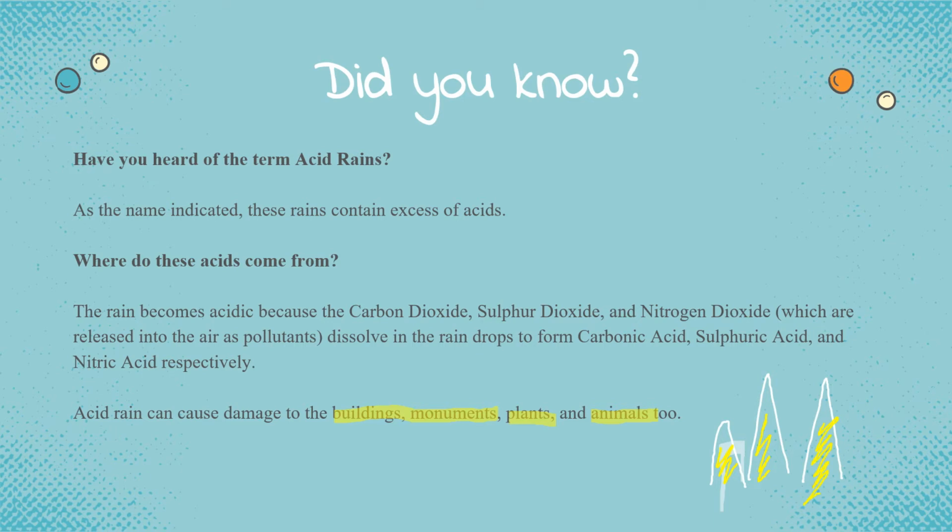Now, how does rain become acidic? Well, because of pollution. Pollution releases harmful gases such as carbon dioxide, sulfur dioxide, and nitrogen dioxide, which pollute the air. These harmful gases go up into the sky and mix with the clouds to form carbonic acid, sulfuric acid, and nitric acid. Now, this acid falls down with the raindrops when it rains and causes damage, because of which we need to be aware of pollution and reduce it. Okay, now let's move ahead.